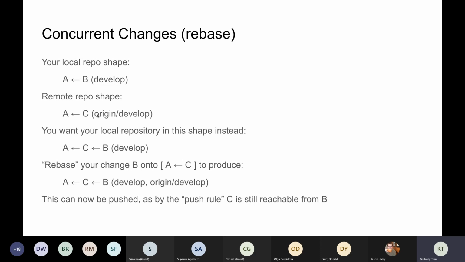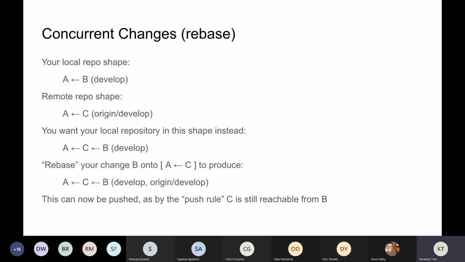And so that's exactly what rebase does. Rebase will take your change B here and then play it back on C to produce A, C, and B. And once it's in this shape, it can be pushed because by the push rule, C is still accessible. And so that's how concurrent changes work in the rebase workflow.